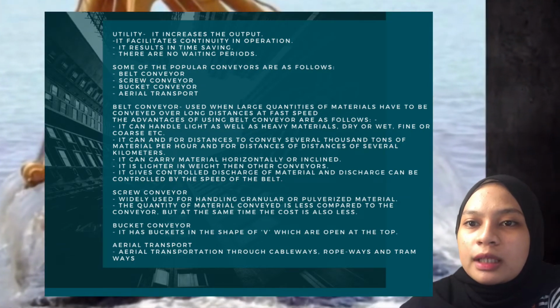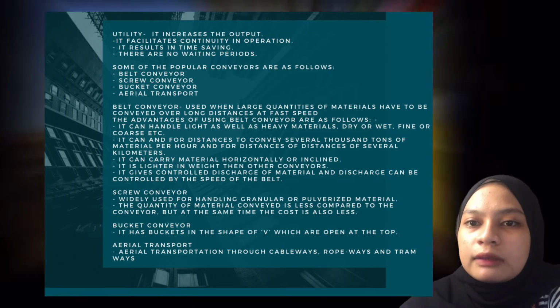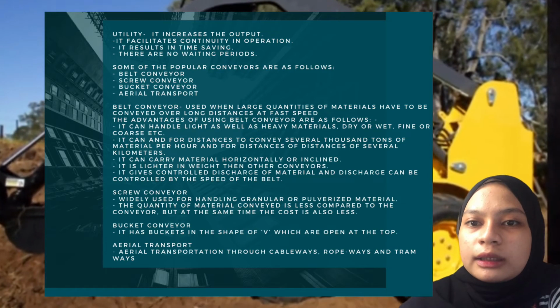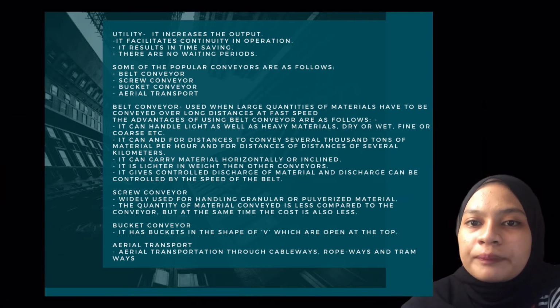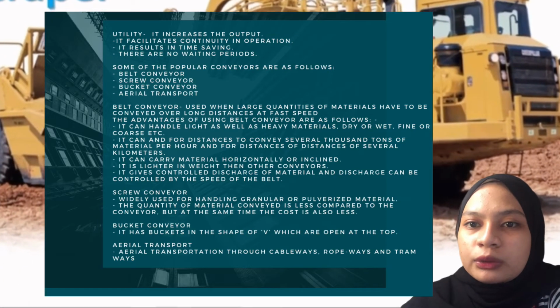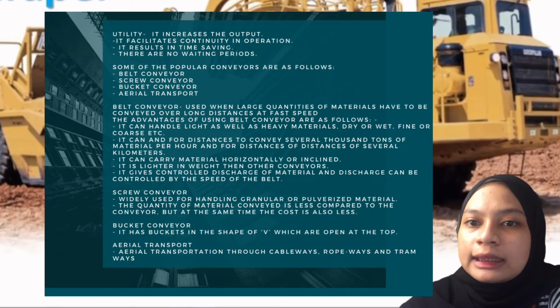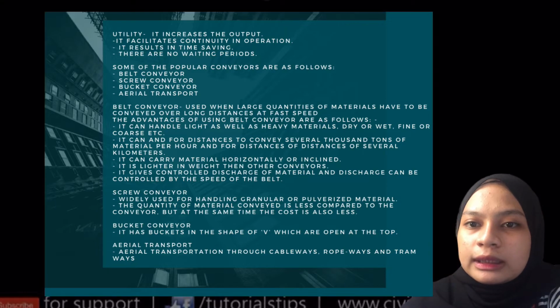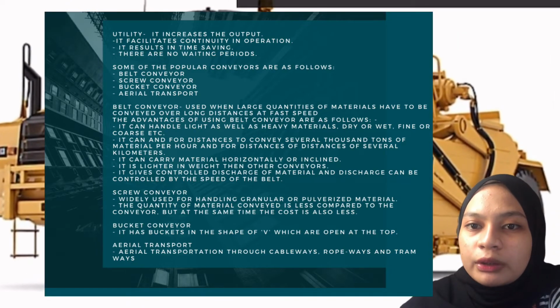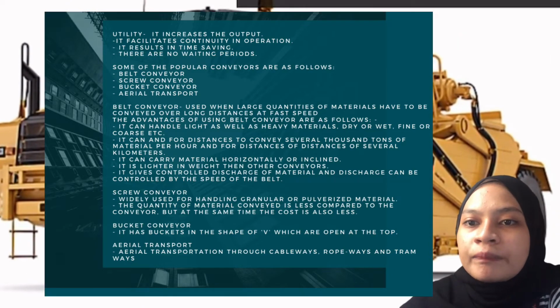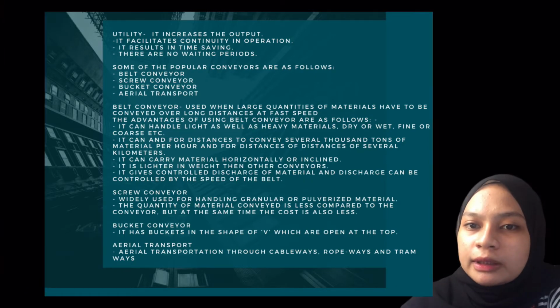Belt conveyor is used when a large quantity of material has to be conveyed over a long distance at fast speed. The advantage of using a belt conveyor is it can handle light as well as heavy material, dry or wet, fine or coarse. It can cover long distances, carrying several thousand tons. It can carry material horizontally. It is lighter in weight than other conveyors. It gives controlled discharge. Screw conveyor is widely used for handling granular or fast material.